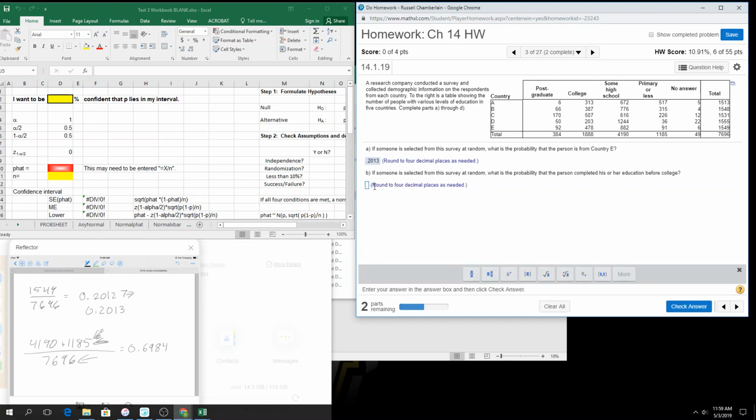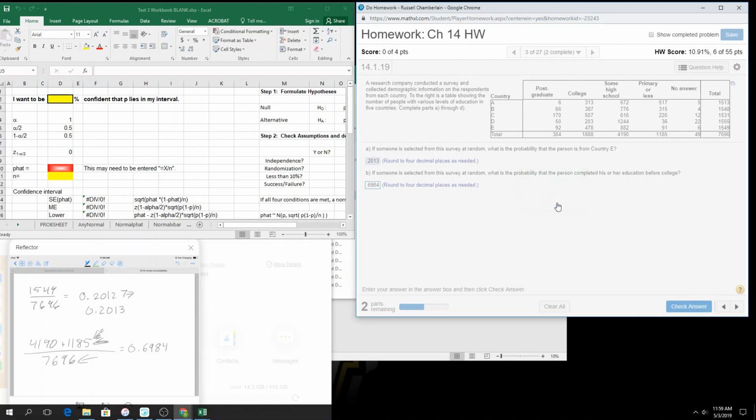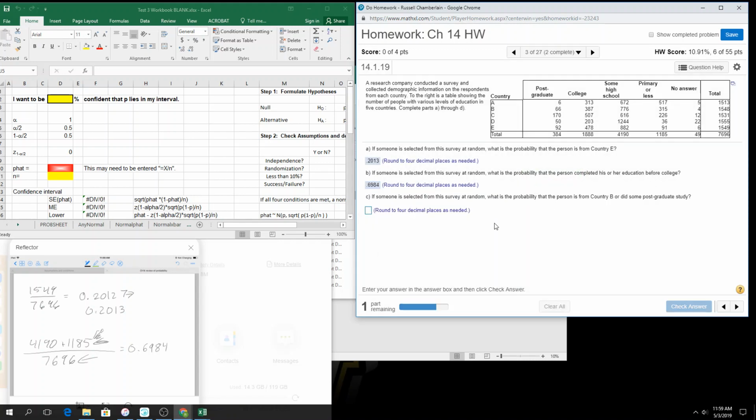That's weird. Oh, 0.6984. Yeah, thank you, Pearson, I know. Alright, so I'm going to move on. It's always something like that.